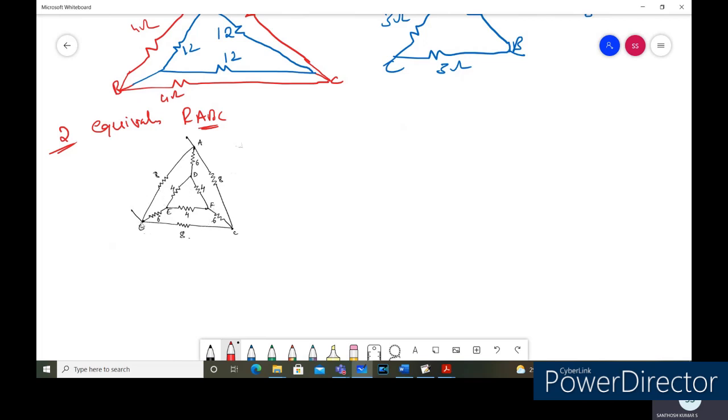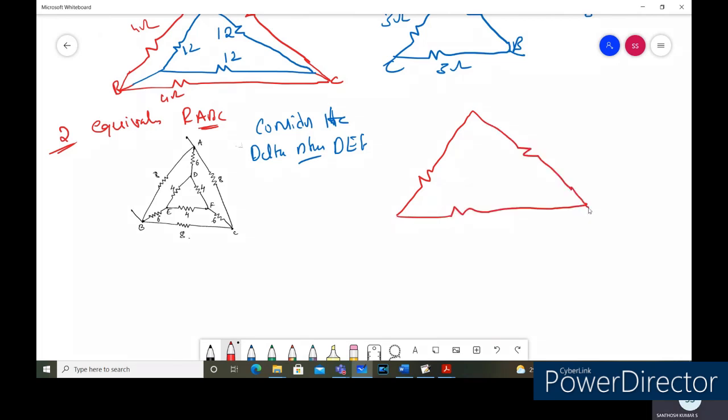So here we have ABC, and also DEF. I'll consider the delta part of the network inside DEF, and we are going to convert it into the star network. So we'll consider the delta network between the terminals DEF, and convert it in terms of the star network. Let us convert here.